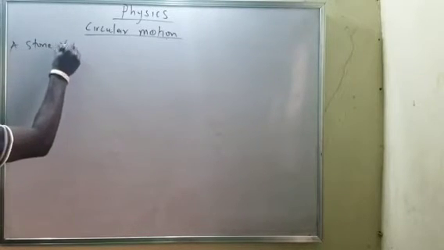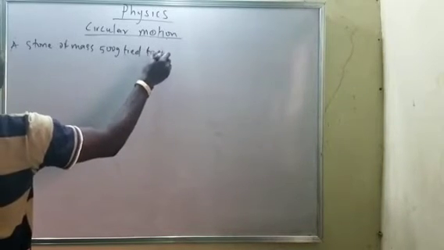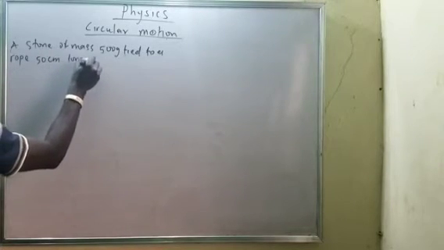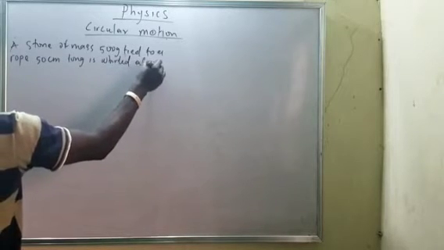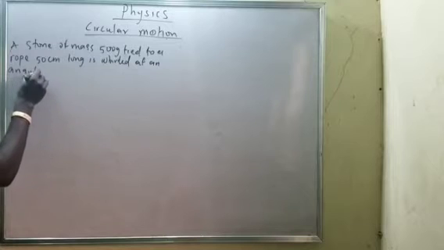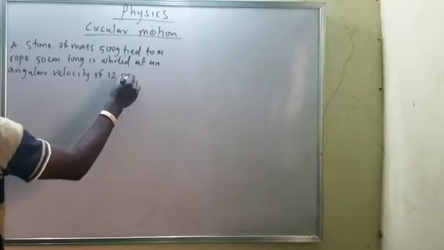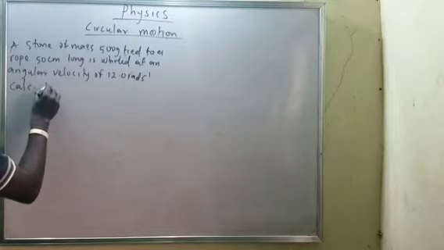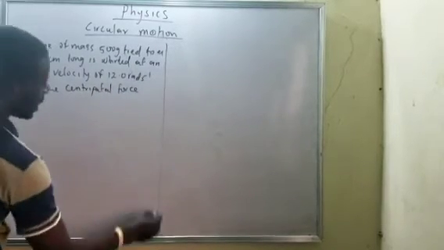Now I have this question. A stone of mass 500 grams tied to a rope of 50 centimeters long is whirled at an angular velocity of 12.0 rad per second. Calculate the centripetal force.